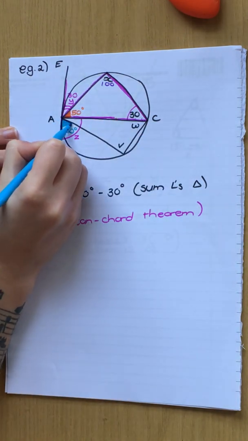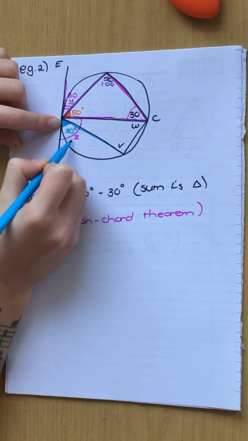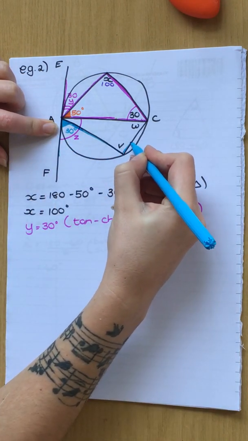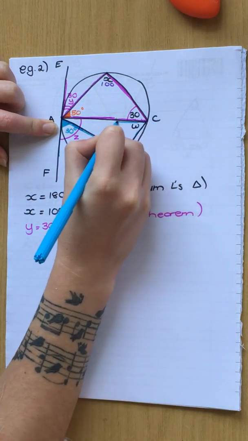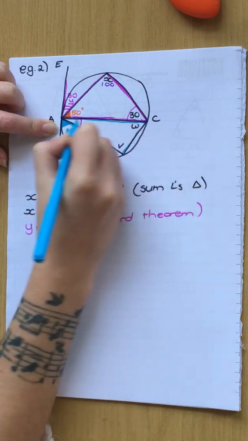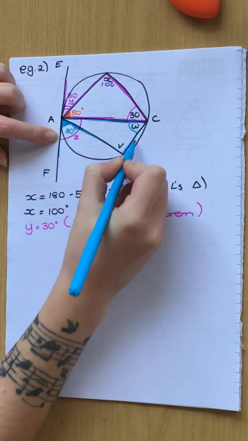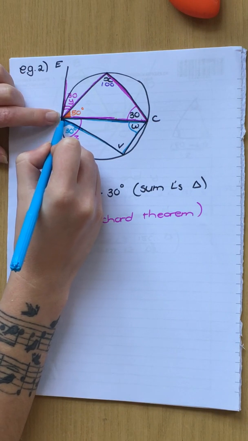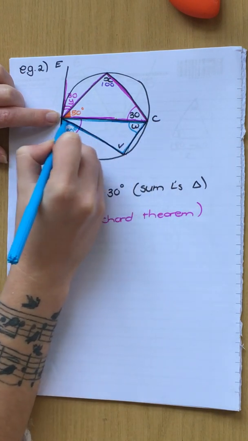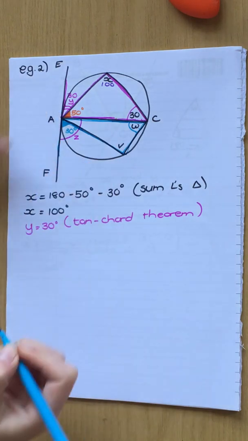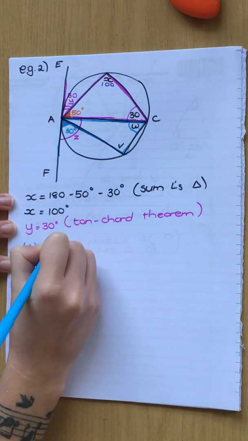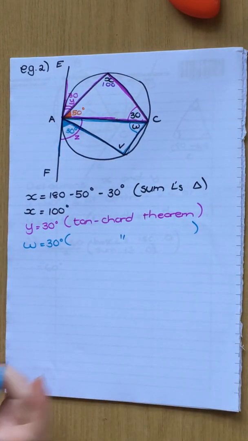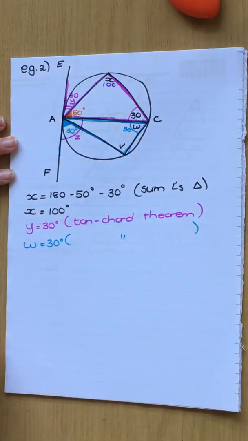1, 2. I'm making it because I want this 30. This is actually the answer here. So 1, 2, 3, and 4. Do you see with this 1, 2, 3, 4 shape that W is the third one and this 30 is the first one? So the W and the third correspond. 1, 2, 3, 4. Okay, so W is equal to 30 degrees again, and you can just write it over, tan chord theorem. I don't feel like writing it again. So this W is now 30.